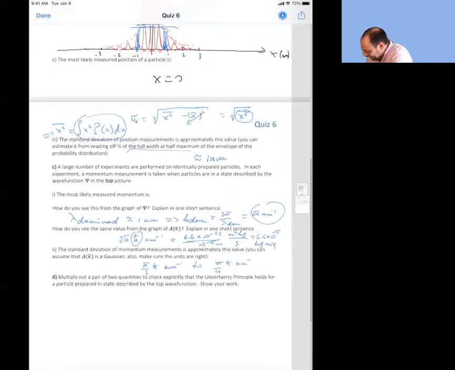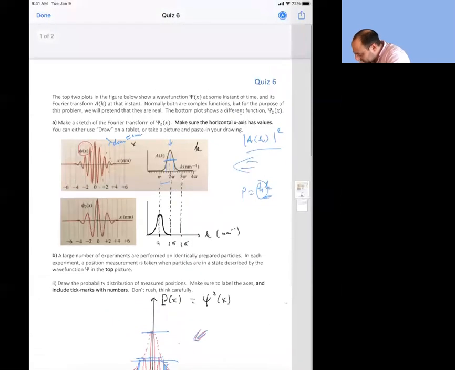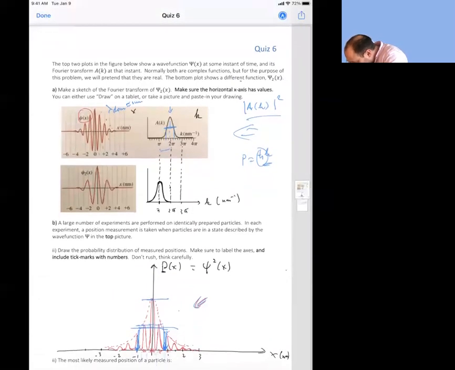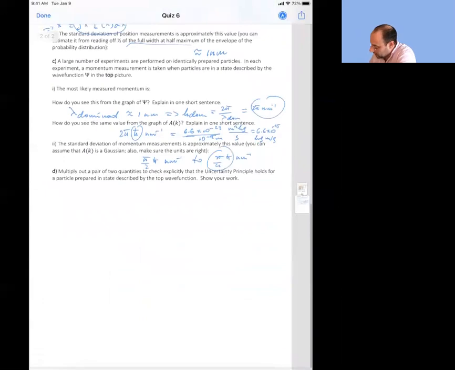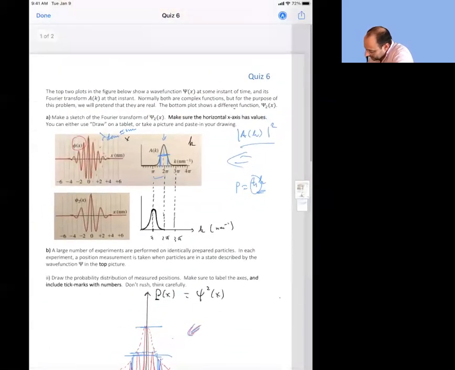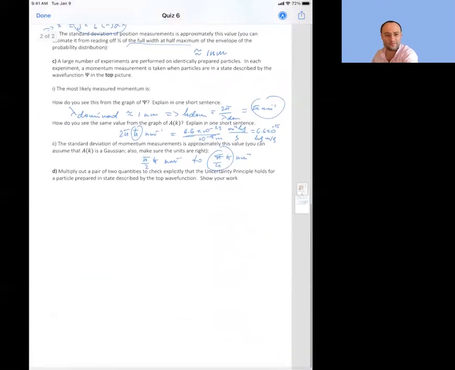You're only given the graph, so it's very hard to see it from this graph. I think it's closer to pi over 4. And also remember that it's not A of k that matters, it's the square of the magnitude of A of k. So that's going to stretch it a little bit, and that's going to make it closer to pi over 4 rather than pi over 2.